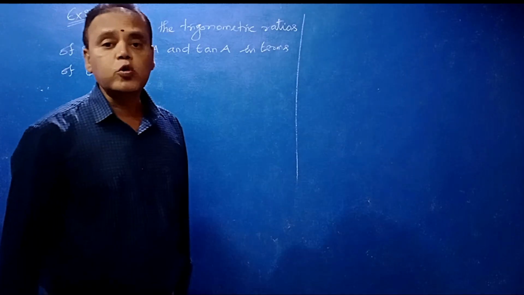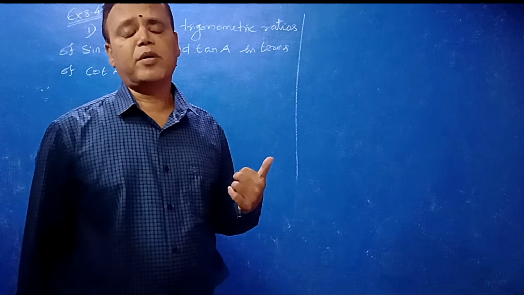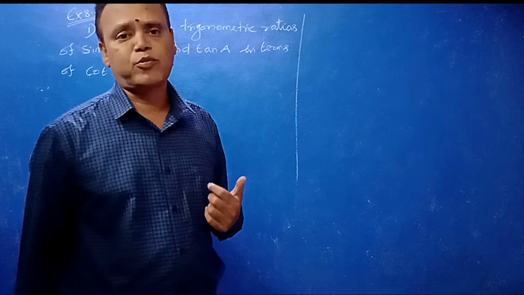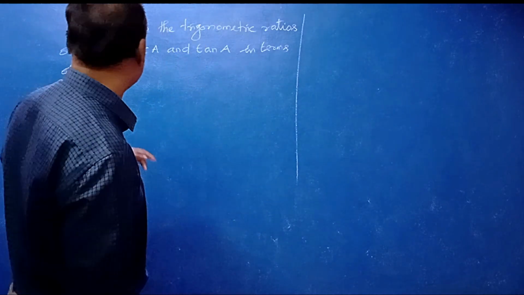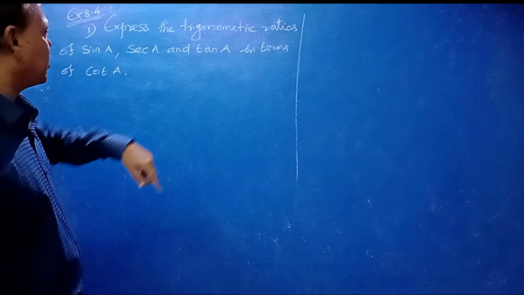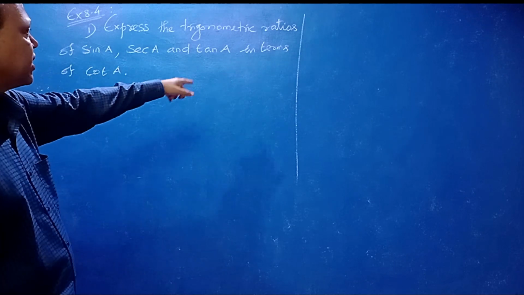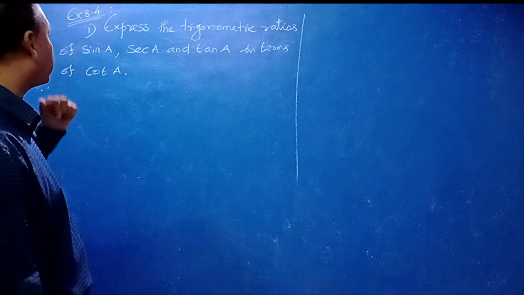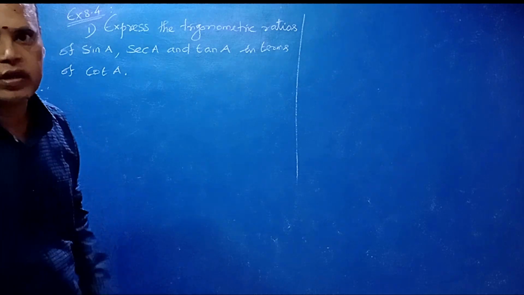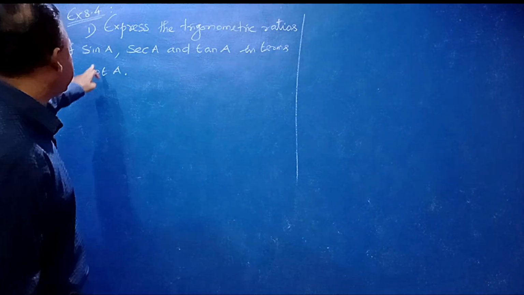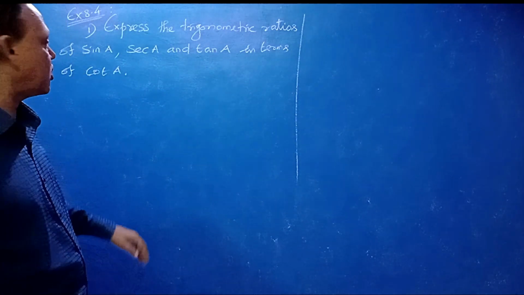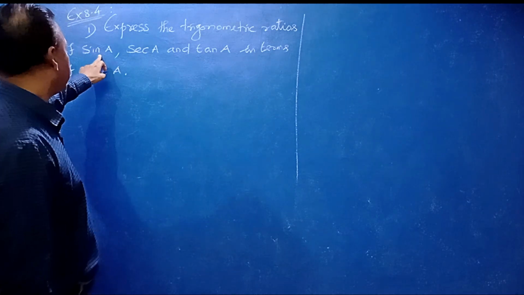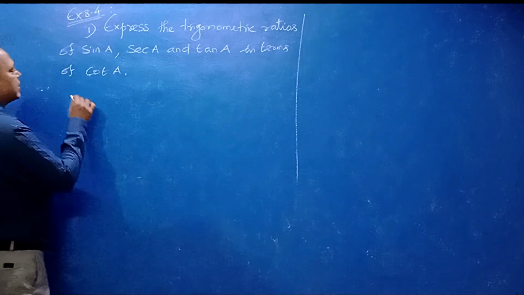Now, using these trigonometry identities, we will see the exercise problem. Exercise 8.4, first problem. Read: express the trigonometric ratios sin A, sec A and tan A in terms of cot A. You have to change into cot A. Clear? The sin A you have to write in terms of cot A.